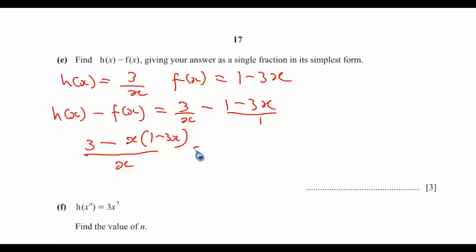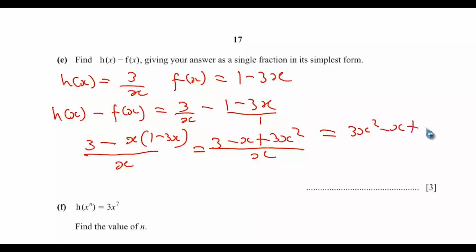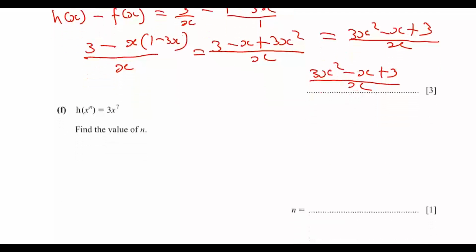So let's expand the bracket. This will give us 3 minus x plus 3x squared over x. Okay, so if you rearrange, we're going to get 3x squared minus x plus 3 everything over x. So this is what we get here, 3x squared minus x plus 3 everything over x. So let's go to part F.